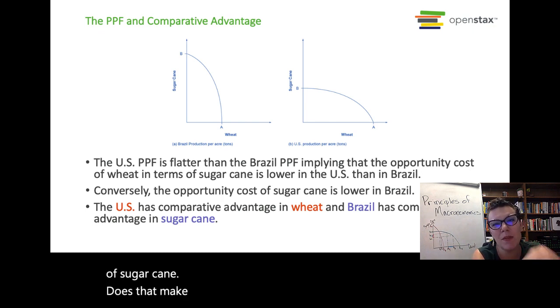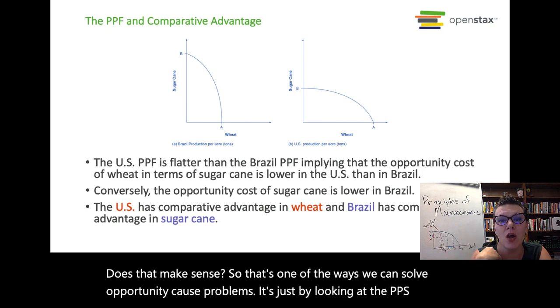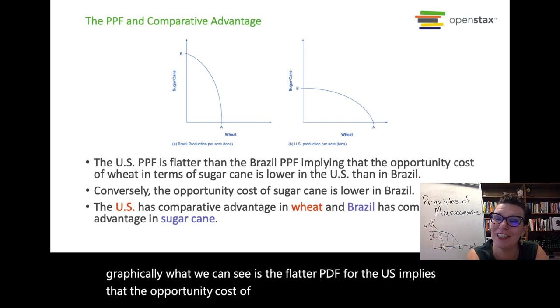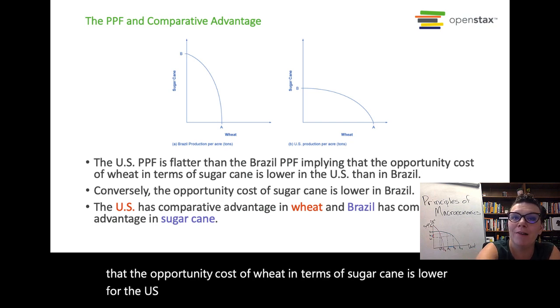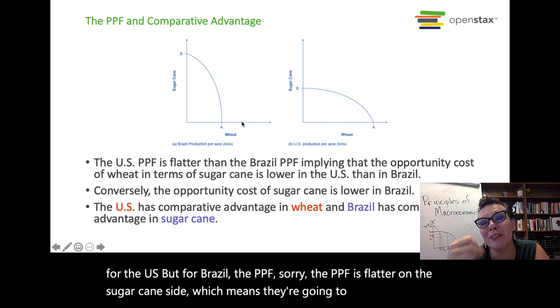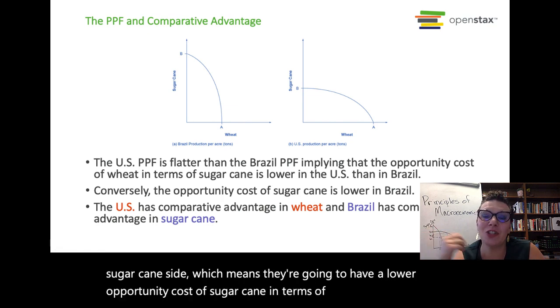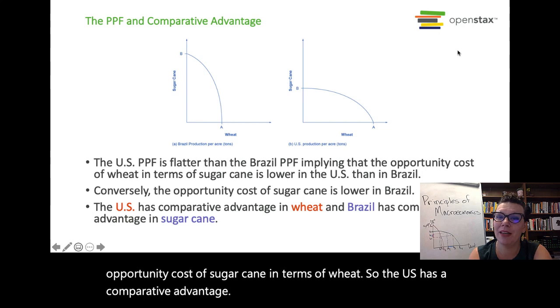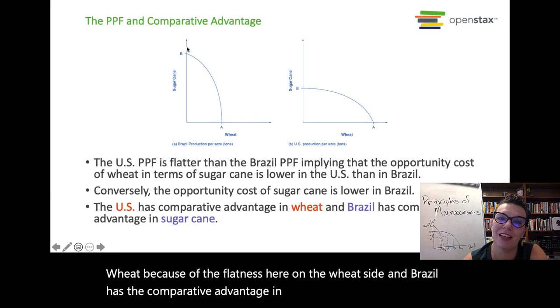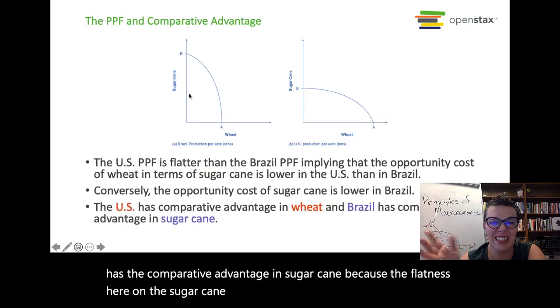Does that make sense? So that's one of the ways we can solve opportunity cost problems, is just by looking at the PPFs graphically. What we can see is the flatter PPF for the US implies that the opportunity cost of wheat in terms of sugarcane is lower for the US, but for Brazil, the PPF is flatter on the sugarcane side, which means they're going to have a lower opportunity cost of sugarcane in terms of wheat. So the US has a comparative advantage in wheat because of the flatness here on the wheat side, and Brazil has the comparative advantage in sugarcane because of the flatness here on the sugarcane side. Does that kind of make sense?